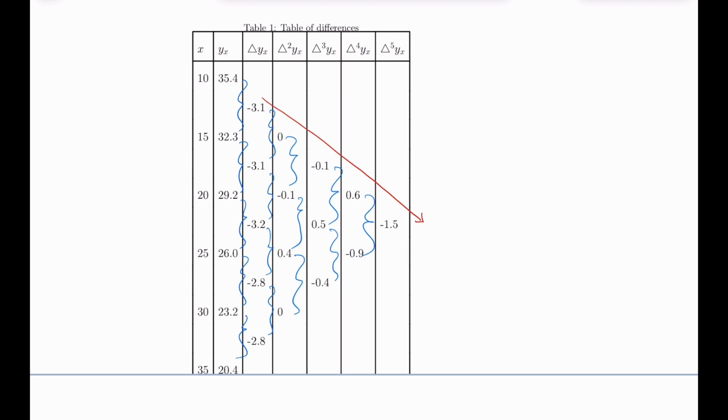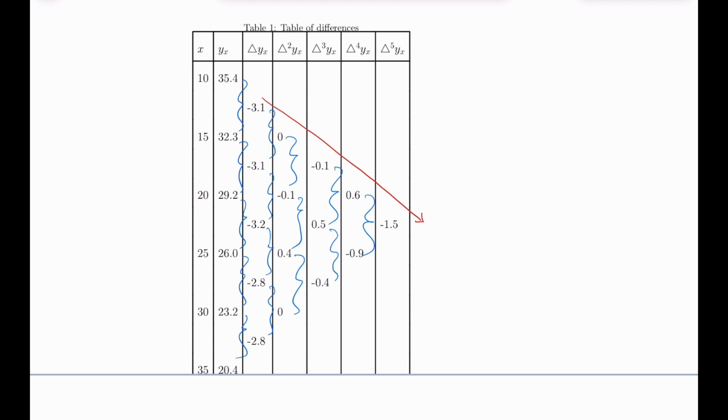Now you prepare the difference table. We have different columns here. In the first column, we have the value of different arguments. This is 10, 15, 20, 25, 30, and 35. And the corresponding entries are given here in the second column: 35.4, 32.3, 29.2, 26.0, 23.2, and 20.4. The first forward difference is given here in this column. First forward difference, that means the difference of these two. So this is 32.3 minus 35.4. This is minus 3.1.